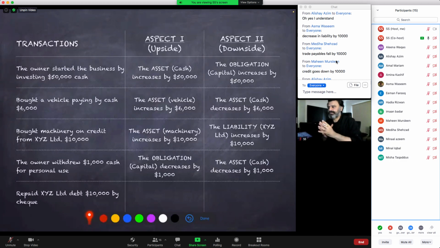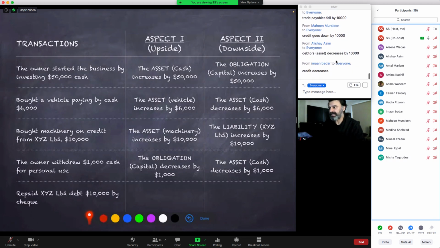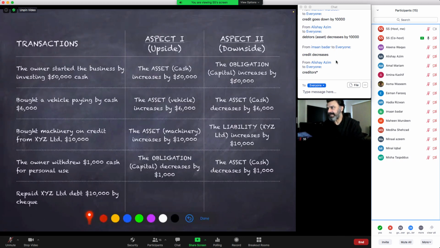So yes, credit goes down. Maheen, Marceline, creditors go down. Maybe you probably would want to say that creditors go down. Alicia Azim, debtor asset decreases by 10,000.